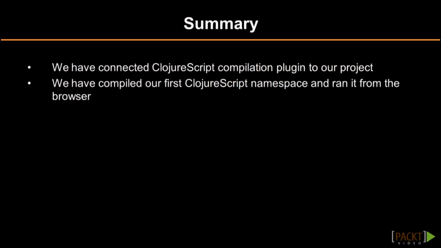This concludes the first video of this section. We have created our first ClojureScript file, then we have used the lein cljsbuild plugin to compile it, and finally we have run it inside of a web browser. In the next video, we will learn how to manipulate the browser's DOM tree from ClojureScript.